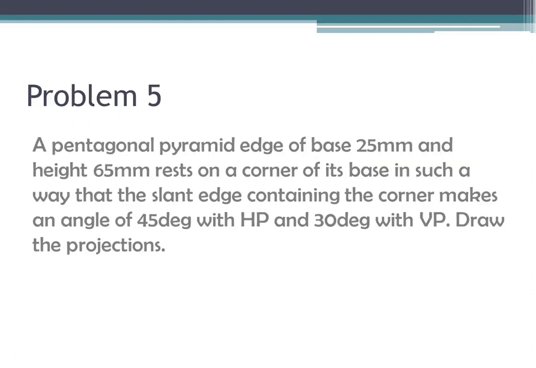Now let's look at problem number 5, which says the same pentagonal pyramid with the same base and height rests on a corner of its base in such a way that the slant edge containing the corner makes an angle of 45 degrees with HP and 35 degrees with VP. So this looks quite identical with the previous question, but you have to be careful about the subtle change which has happened. In the previous question, it was 30 degrees.